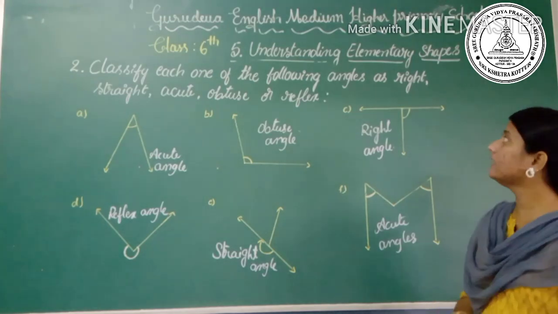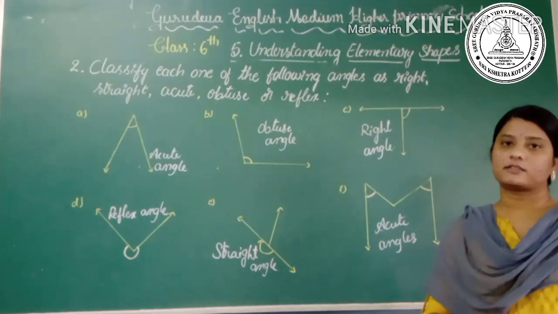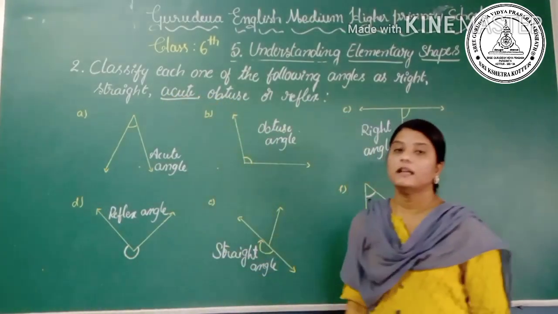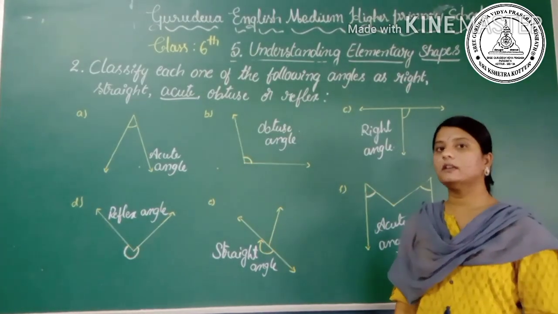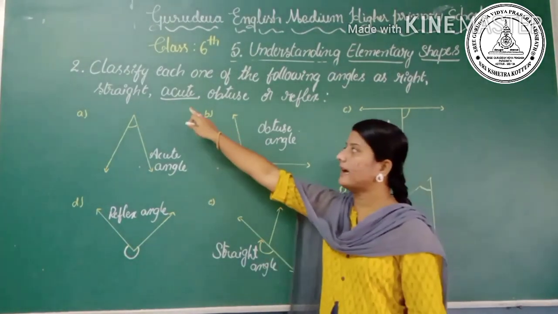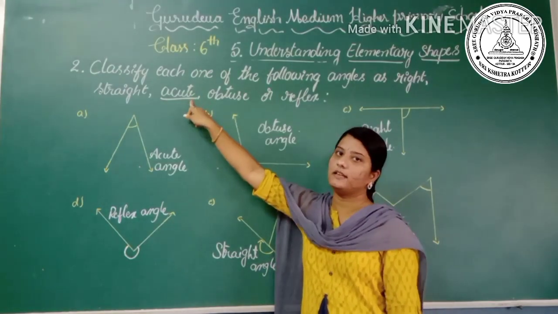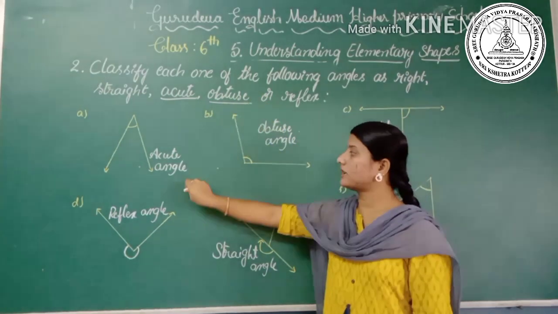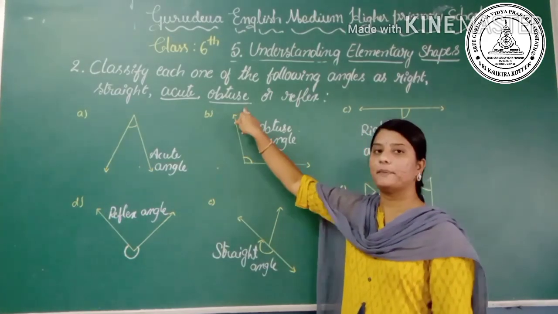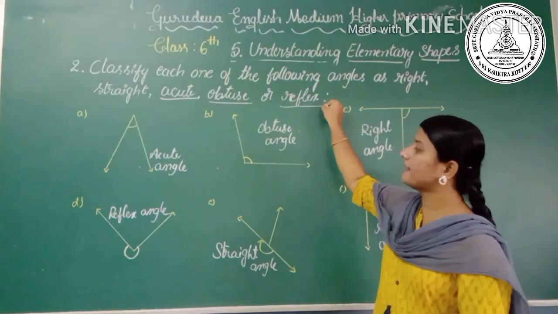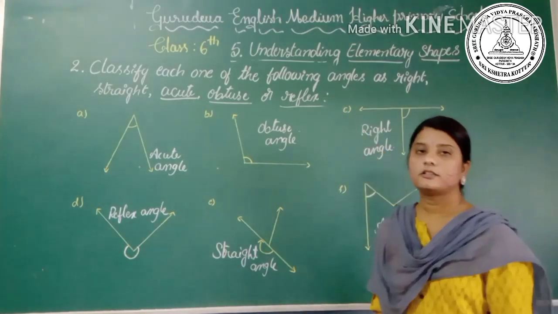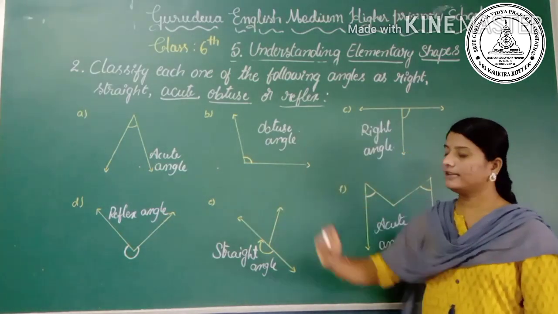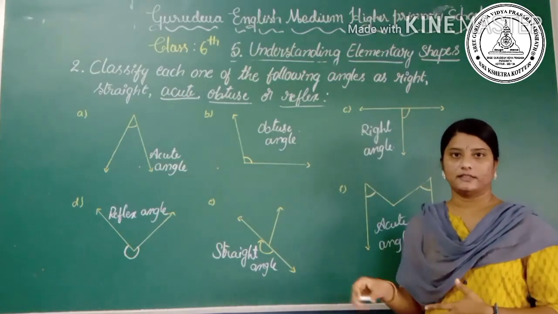Yes. Up to here we have learned acute, obtuse, and reflex angles. Let us recall. An angle smaller than the right angle is called an acute angle. An angle greater than the right angle and less than the straight angle is called an obtuse angle. And an angle greater than the straight angle is called a reflex angle. Okay? I hope it's clear.